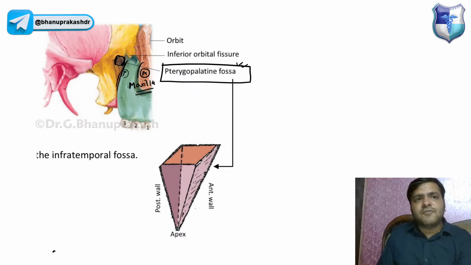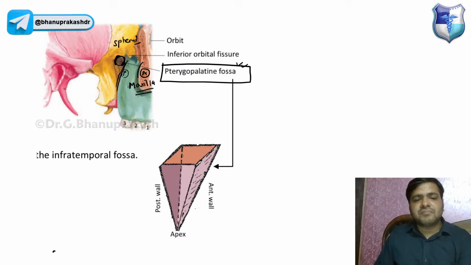Posterior part will be formed of this particular fossa. It is which bone? Sphenoid, right? The posterior wall will be formed by the sphenoid. Medially, we have the perpendicular plate of palatine bone. Laterally, we have the pterygomaxillary fissure, which you can see, right?